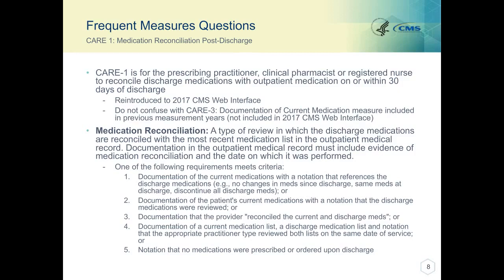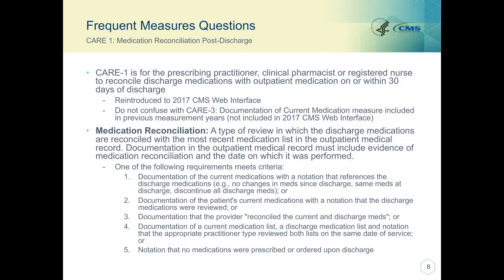And the measure spec you'll find, and we mentioned this during the previous support call, but we just want to really beat this in because with every question that you submit, this is the checklist that we go through before we provide an answer. So medication reconciliation, again, is a type of review in which the discharge medications are reconciled with the most recent medication list in the outpatient medical record. Documentation in the outpatient medical record must include evidence of medication reconciliation and the date on which it was performed. And any one of the following requirements will meet the definition of medication reconciliation.